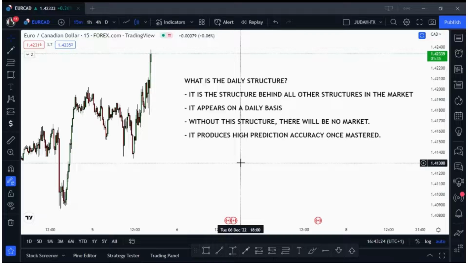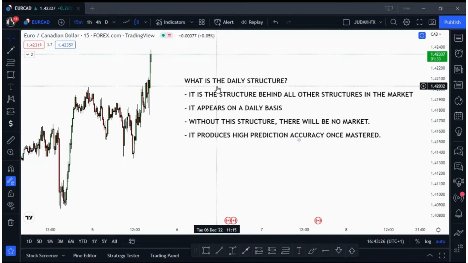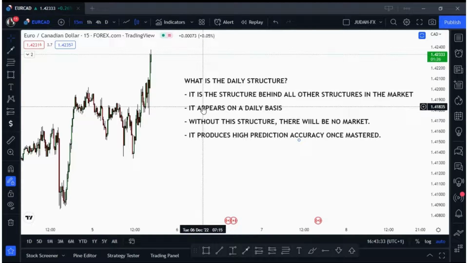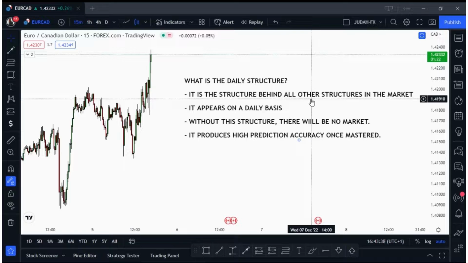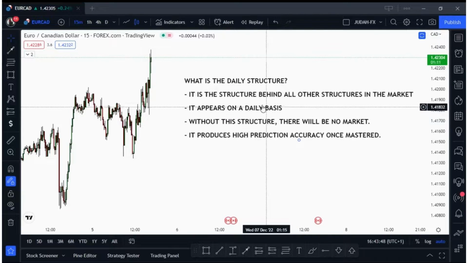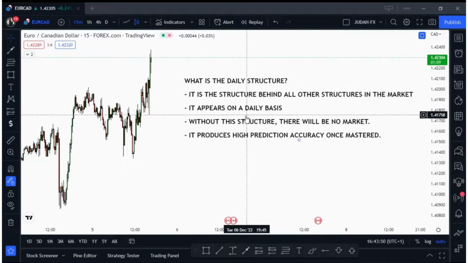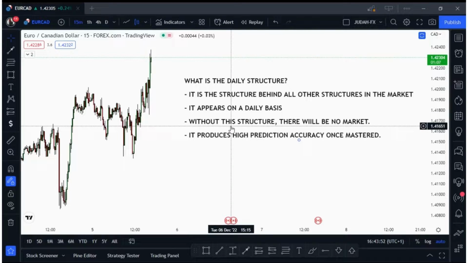So today's video is going to be about a daily structure. First of all, we need to know what the daily structure is. The daily structure is a structure behind all other structures in the market. It is the structure behind the scenes of other structures, and it appears on a daily basis, therefore the name daily structure. And without this structure, there will be no market.